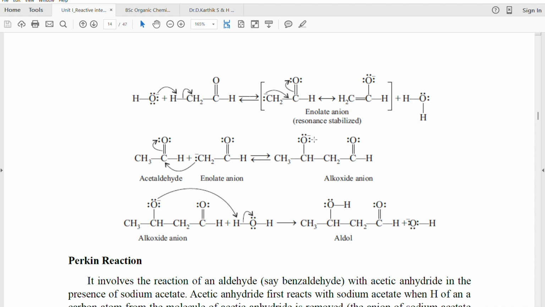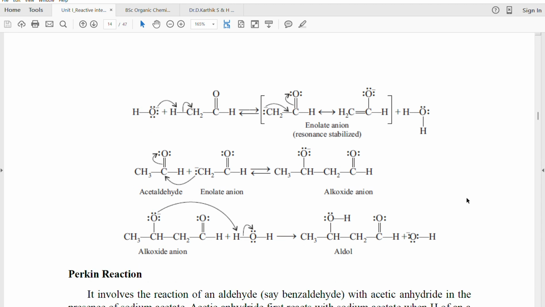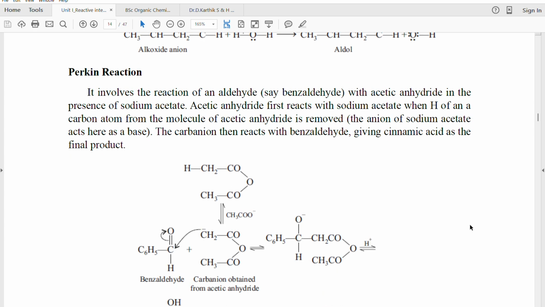This negative charge of the oxygen takes one proton from the water and it generates the hydroxide ion, or it generates the catalyst. Okay, and finally it gives the product, that is the aldol. So this is the mechanism of aldol condensation reaction, where the carbanion is involved. Any doubt?